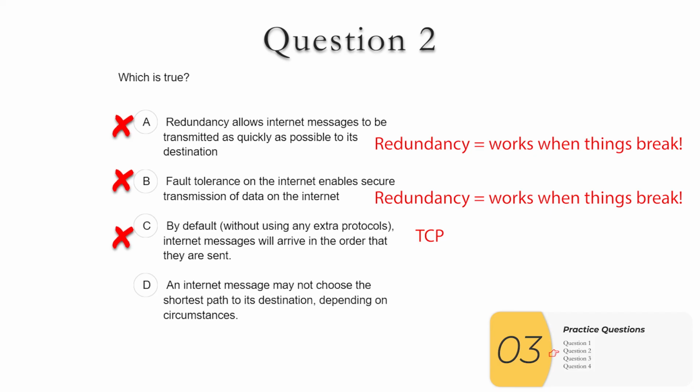D, an internet message may not choose the shortest path to its destination depending on circumstances. So you just saw this in the lab, so you know it's true. The answer here is D.